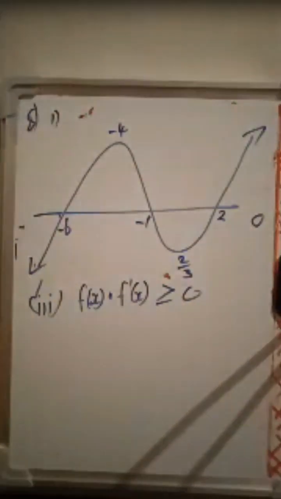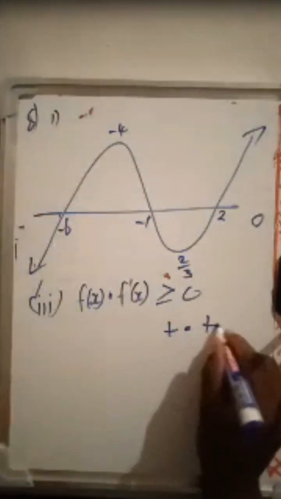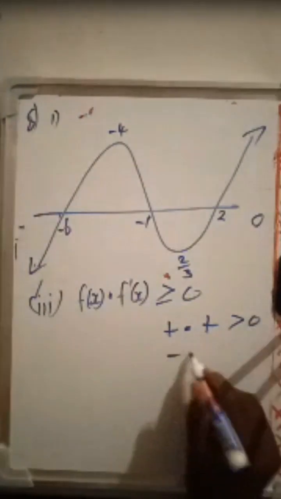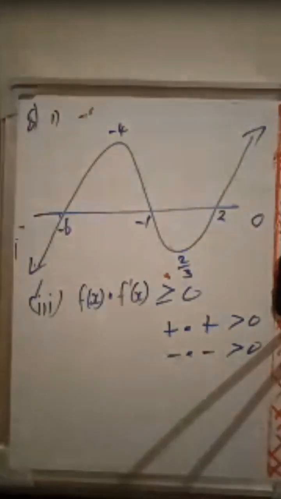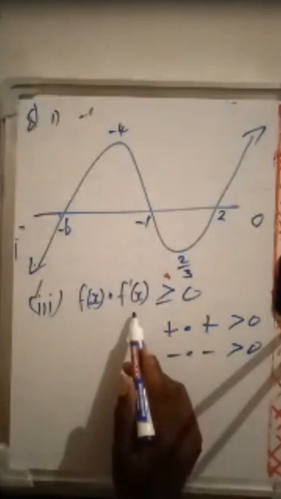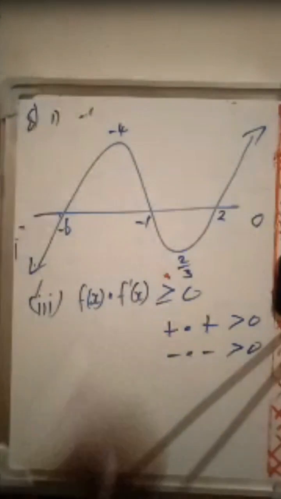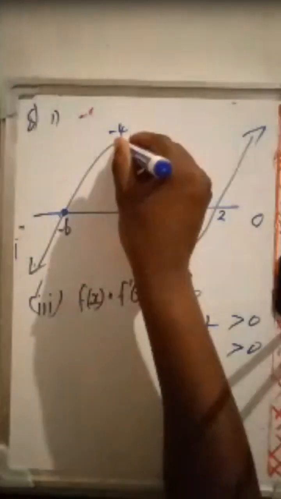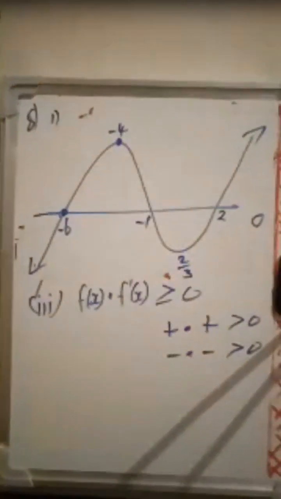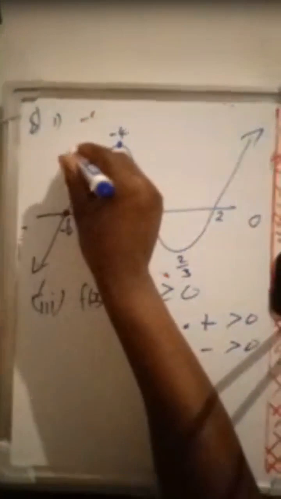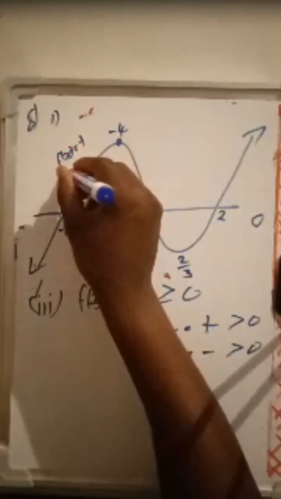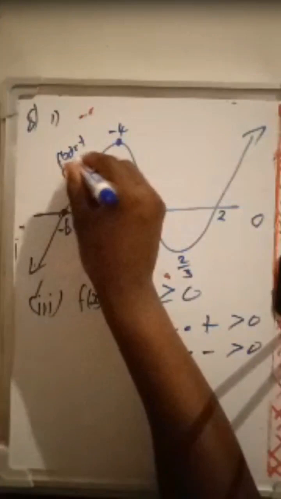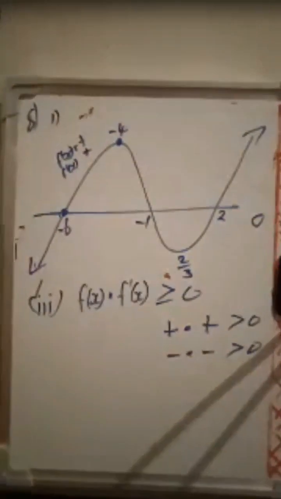Remember that positive is greater than 0. Negative multiplied by negative is greater than what? 0. So we have to check where the gradient is positive and also where the f of x is positive. Okay? For example, from there to there, we see what's happening. The gradient f of x is positive. Then also the gradient is also what? Positive.